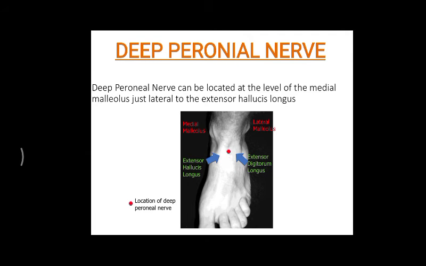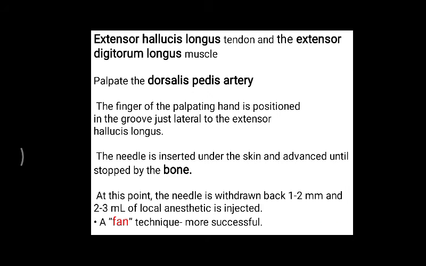The deep peroneal nerve. To block the deep peroneal nerve, we can locate it at the level of the medial malleolus, just lateral to the extensor hallucis longus. See guys, the green text shows the extensor hallucis longus, and the second green text shows the extensor digitorum longus. Between them there is the deep peroneal nerve.